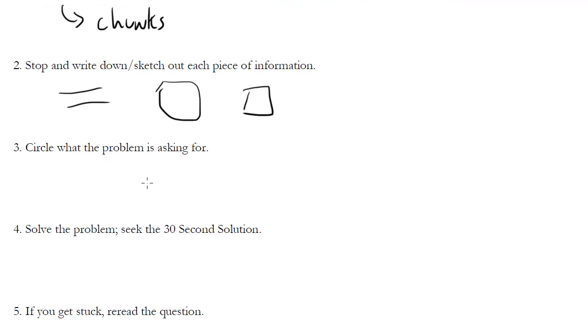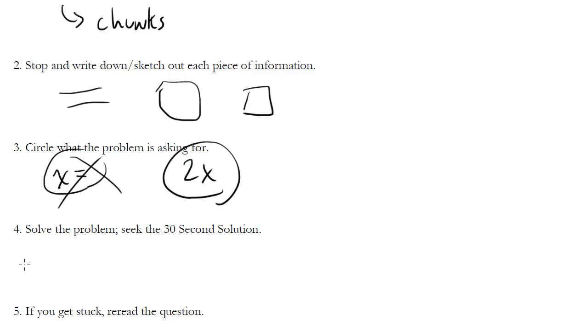Circle what the problem is asking for. This is just a good tip if you have the tendency to, let's say you're solving an algebra problem and you put down x equals, whereas the problem wanted 2x equals. Well, that's just a silly mistake. So one way to avoid that if you're having issues with this is to actually circle what the problem's looking for, so you remember what exactly you have to give as your final answer.